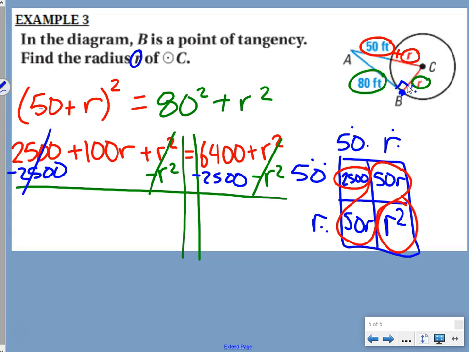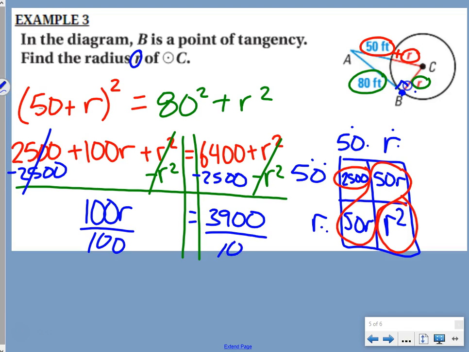2,500 minus 2,500 is 0, leaving us with 100R. 6,400 minus 2,500 is 3,900. Get R by itself by dividing both sides by 100, and we get R equals 39. So our radius would be 39, and we would want to include our unit feet, 39 feet.